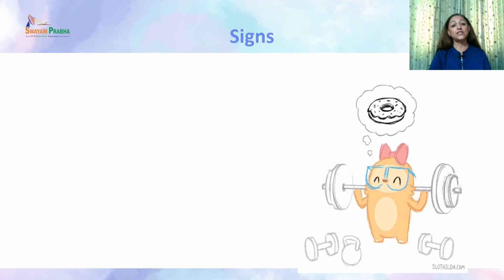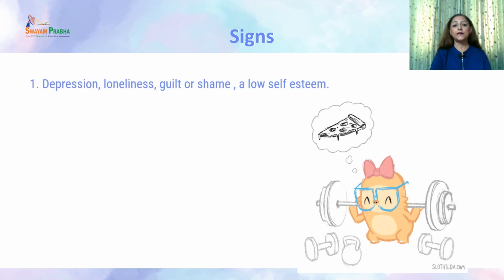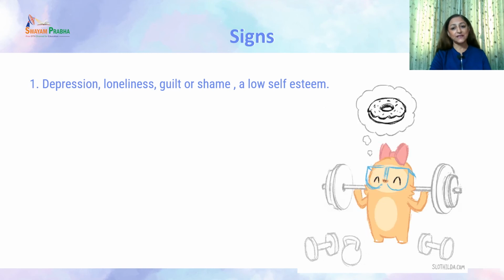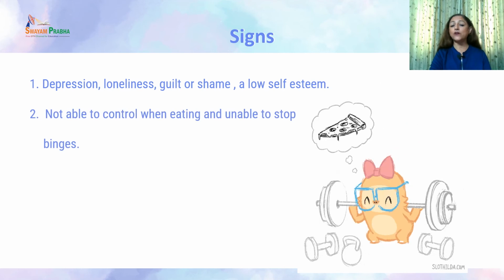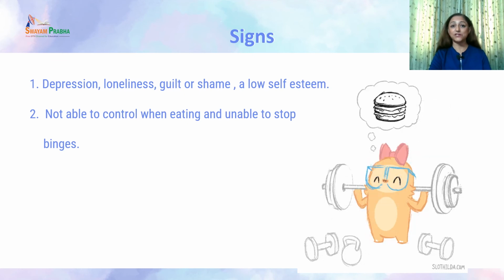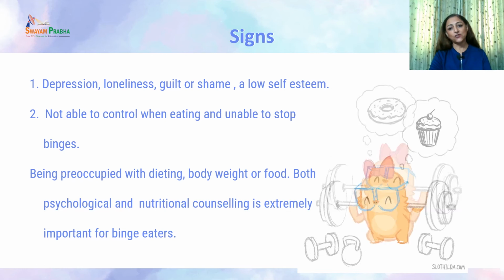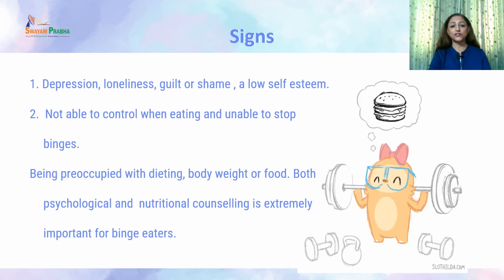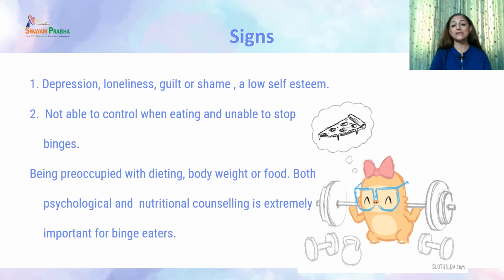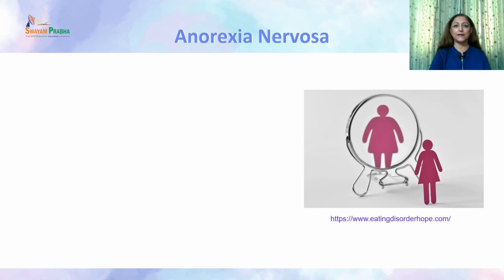They show certain psychological changes and signs, which include depression, loneliness, guilt or shame, and low self-esteem. They are not able to control their eating, and they are unable to stop the binges. They are preoccupied with dieting, body weight or food, so both psychological and nutritional counseling are extremely important for binge eaters.